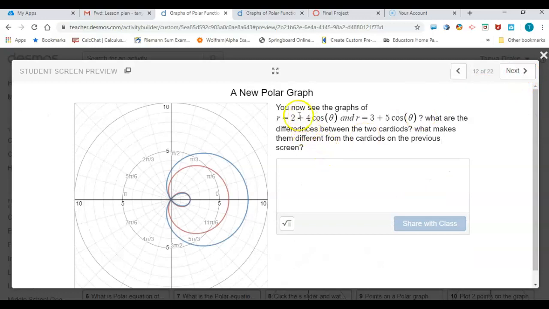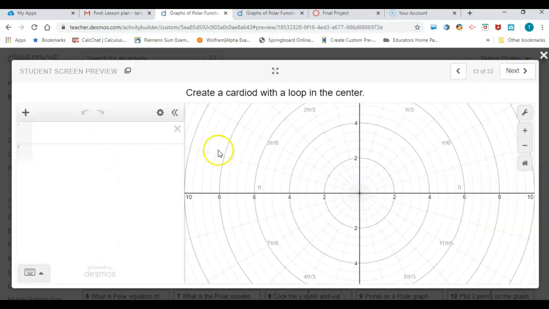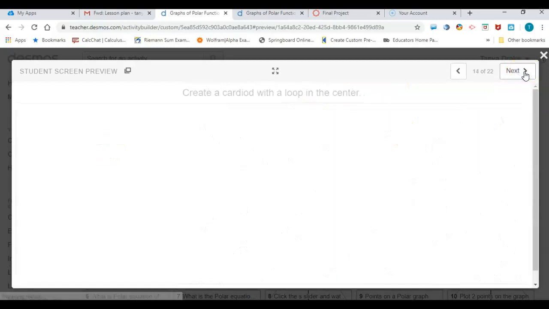Then next, notice these are different. I have a 2 plus 4 as opposed to a 2 plus 2 and a 3 plus 5. What's different is that there's a loop in the center, what makes them different. And hopefully the students will be able to see that and determine what is causing it to have a loop. Then create a courtyard with a loop in the center, and I want to see if they actually understood.